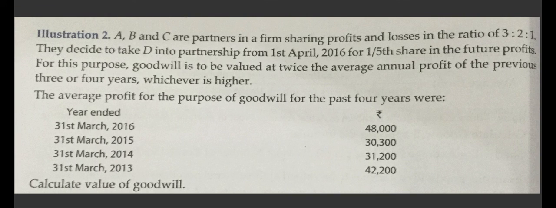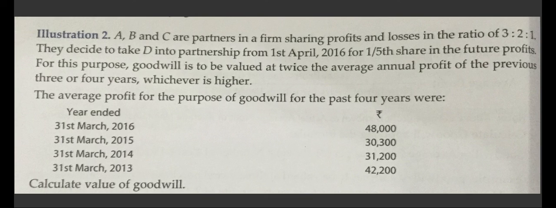It reads, A, B and C are partners in a firm sharing profits and losses in the ratio of 3:2:1. They decide to take D into partnership from 1st of April 2016 for a 1/5 share in the future profits. For this purpose, the goodwill is to be valued at twice the average annual profit of the previous 3 or 4 years, whichever is higher. The average profits for the past 4 years were: 31st March 2016, 48,000; 31st March 2015, 30,300; 2014, 31,200; and 2013, 42,200.